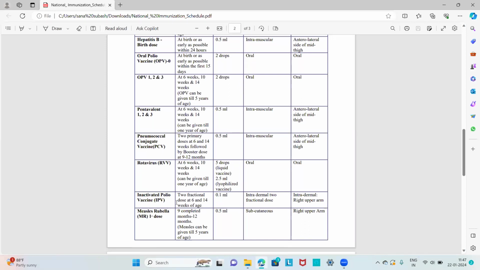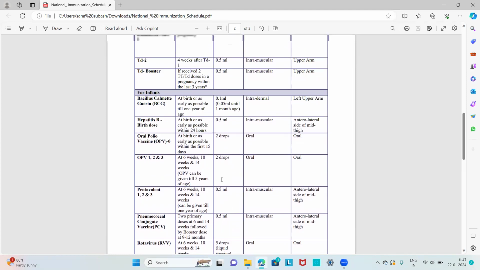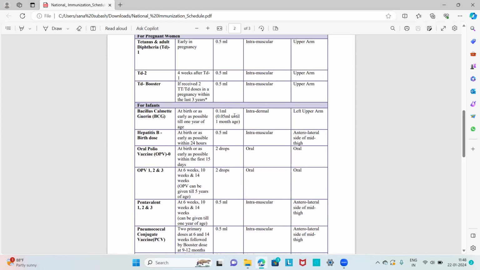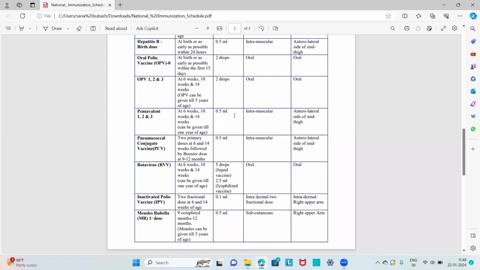Then inactivated polio vaccine: there are two fractional doses at 6 and 14 weeks of age, like the pneumococcal vaccine, which has a similar schedule. The FIPV dose is 0.1 ml, the same as the BCG vaccine. It is given as two fractional doses, intradermal.